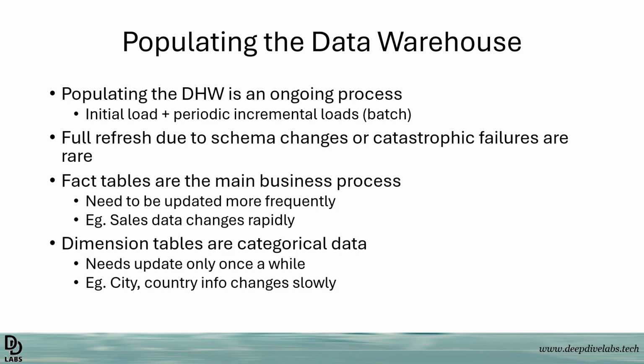Whereas your dimension tables are categorical data. They store only the context information, so probably your customer ID or your location. They don't change as often, right? So you can see even between the fact and the dimension table, the update frequency will be very different. Fact tables need to be updated more frequently, whereas dimension tables are slow changing. They need not be updated as frequently.